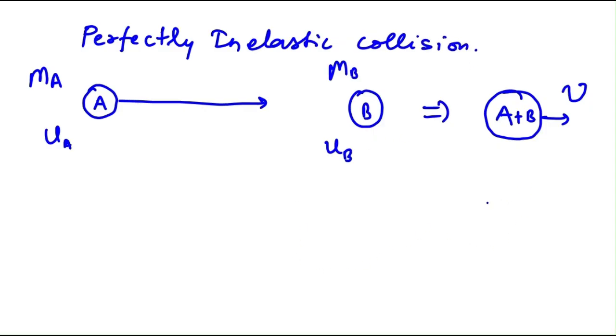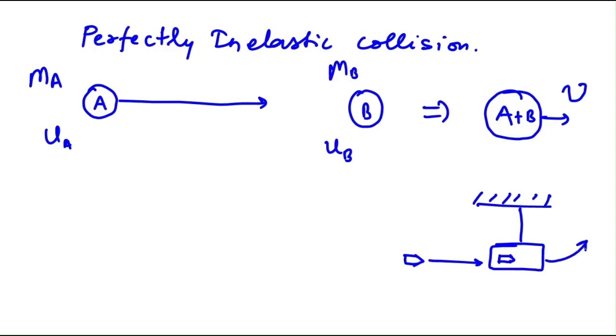So I can give you a real life example for this. Let's say there is a hanging block. While doing a ballistic test for bullets, there is a hanging block and a bullet is fired, and when this bullet hits this block, it gets lodged into it and then these two move together. So this is a real life example for a perfectly inelastic collision. Now, coming back to the situation.